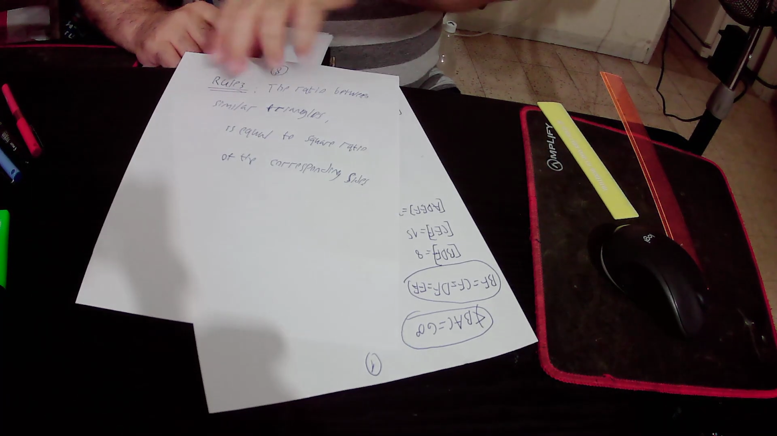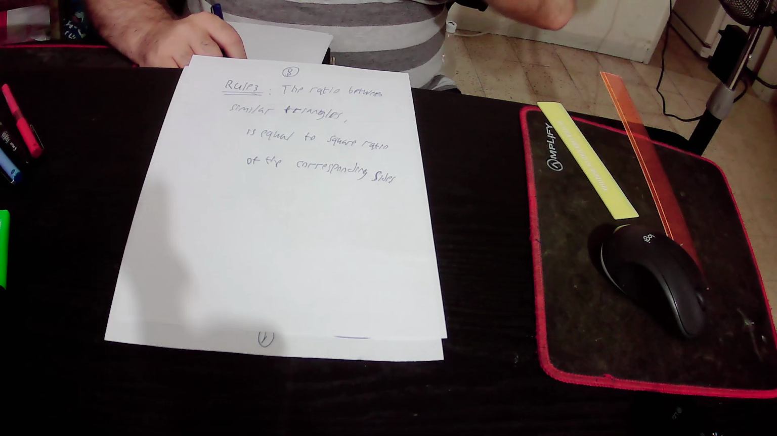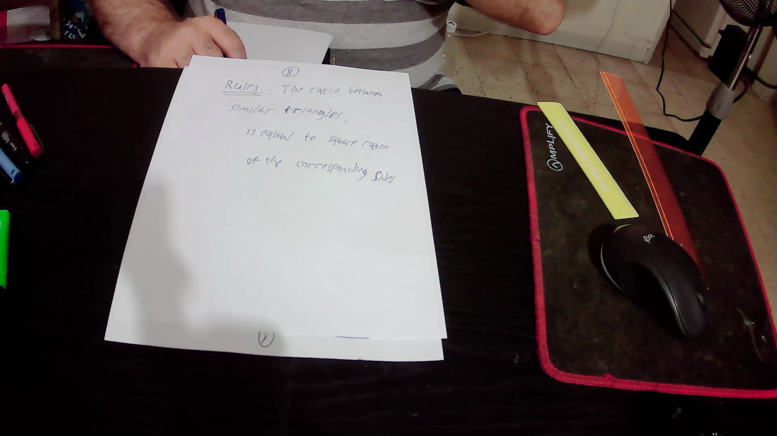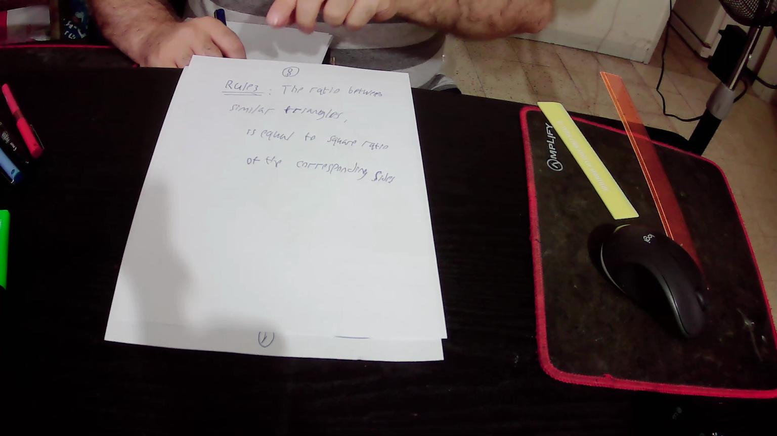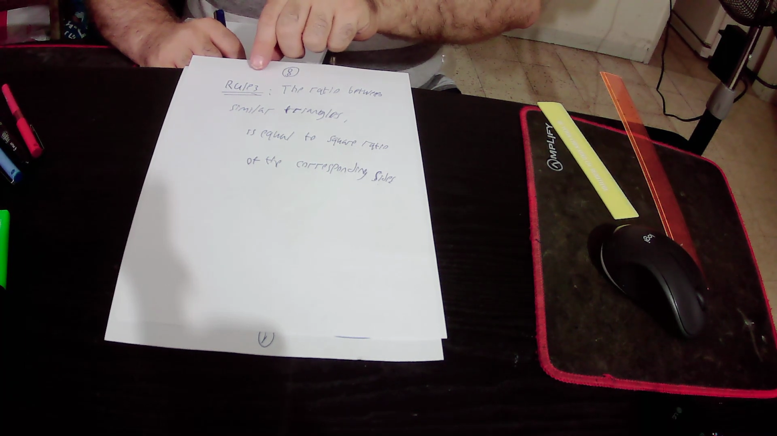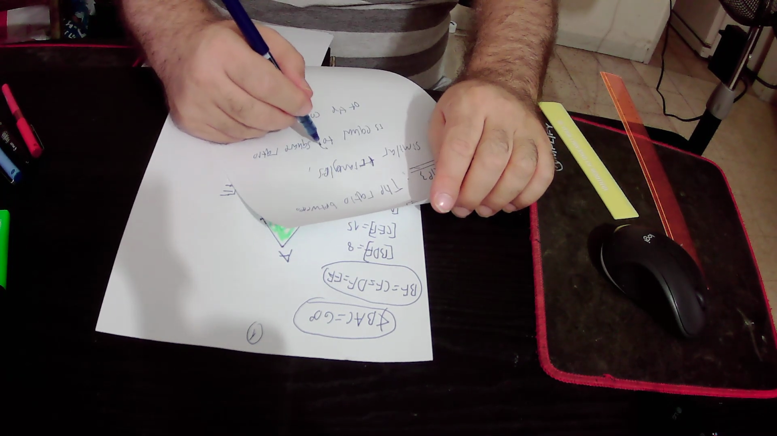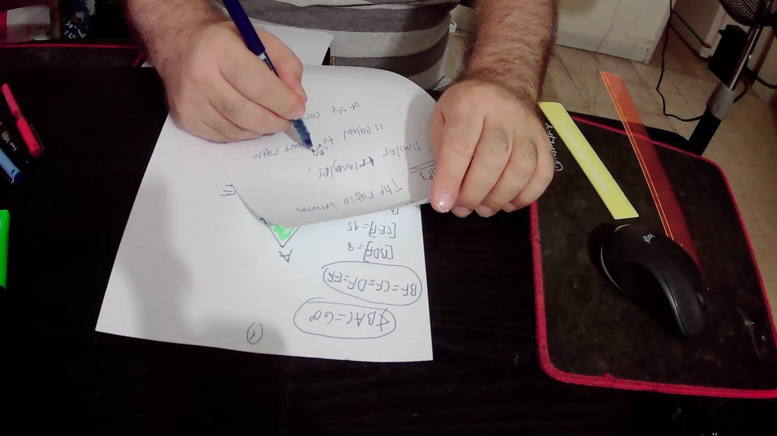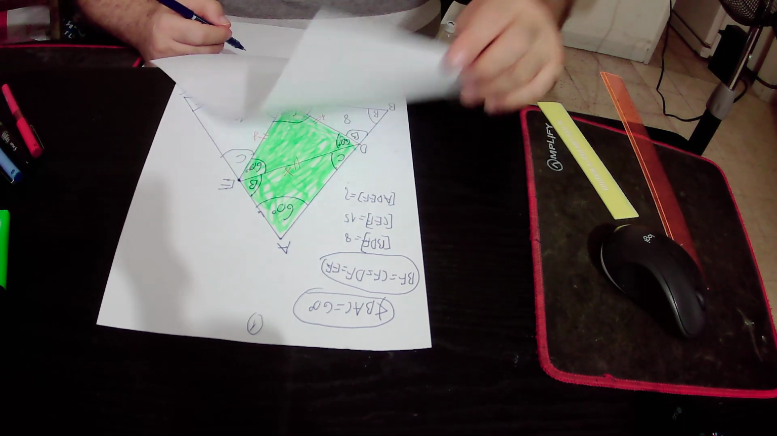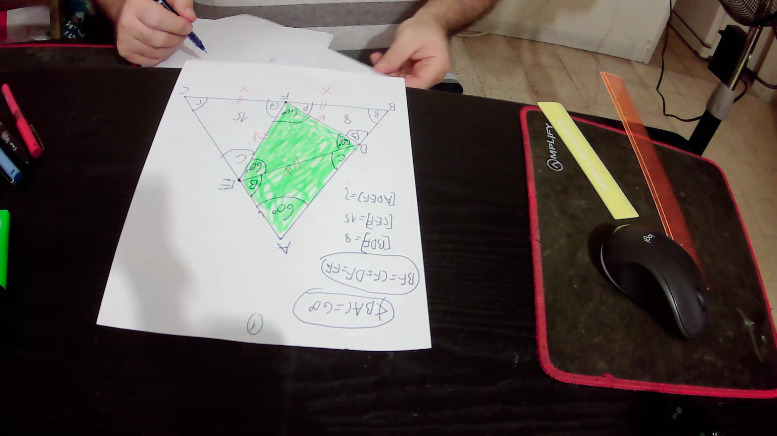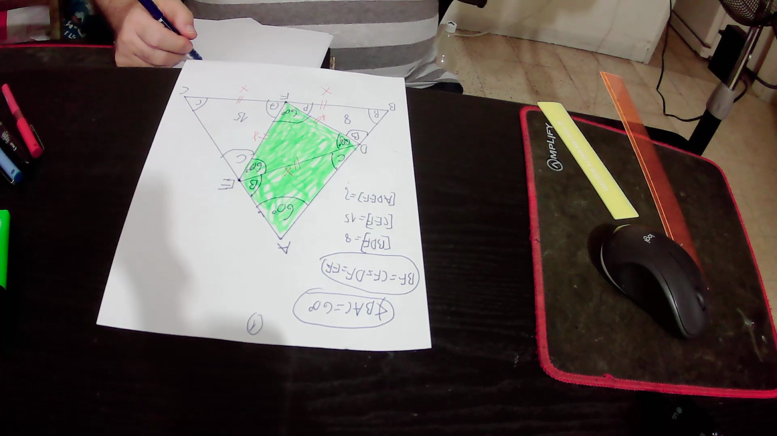So I'll read rule number 3 again. Rule number 3 states that the ratio between the areas of similar triangles is equal to the square ratio of the corresponding sides. Okay, so actually we will implement rule number 3 in our two similar triangles.